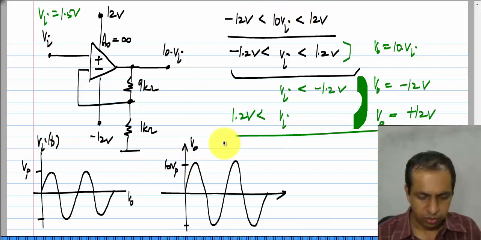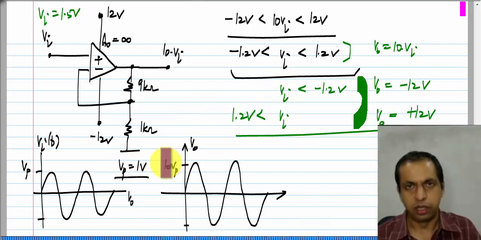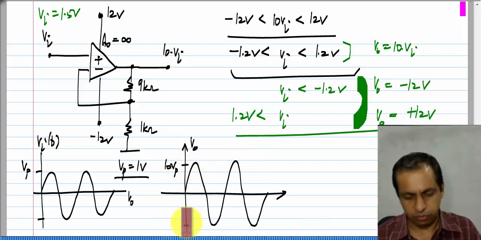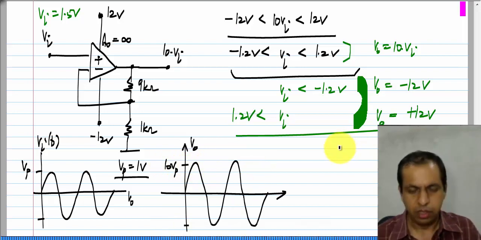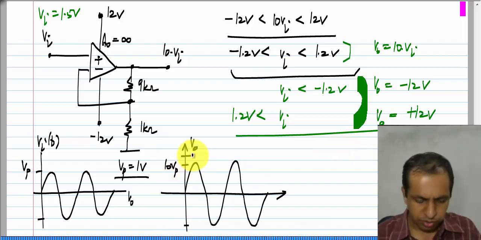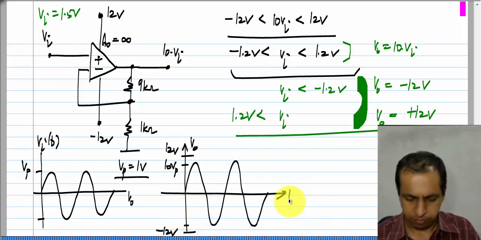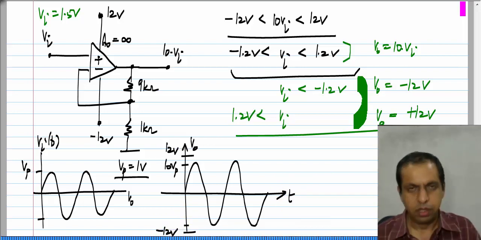Okay. So, let us say V p is 1 volt. Then this 10 times V p is 10 volts, and the saturation limits are really at plus 12 volts and minus 12 volts. The signal swings safely between them.